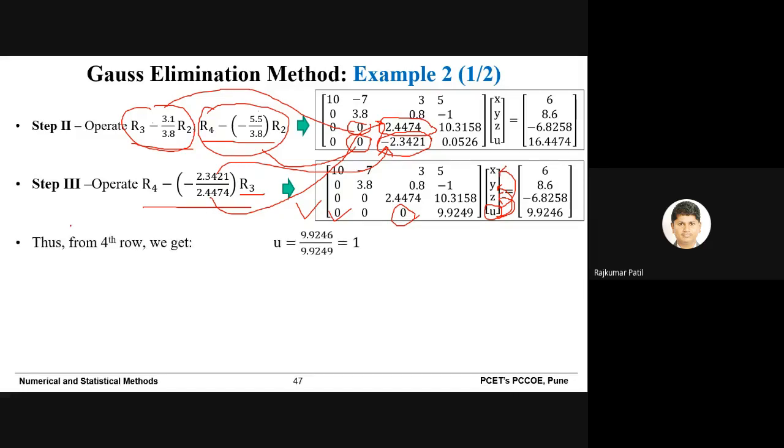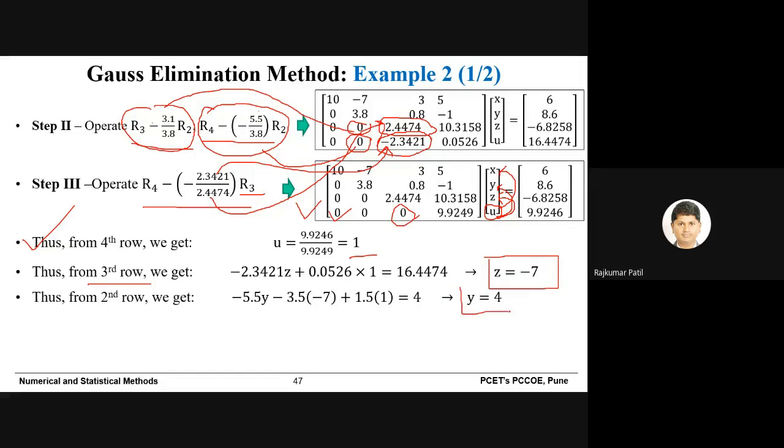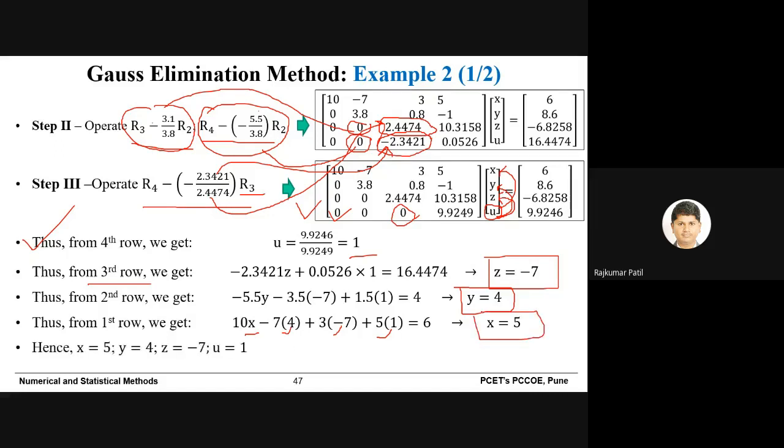So that we can see here. By using 4th row, you can calculate U, which is equal to 1. By using 3rd row, you can calculate value of z, which is equal to -7, and by using second row, you can calculate value of y, and by using first row, put value of y, z, and u, you will get value of x. So this is how we can solve this particular problem, and the answer is x equal to 5, y equal to 4, z equal to -7, and u equal to 1.